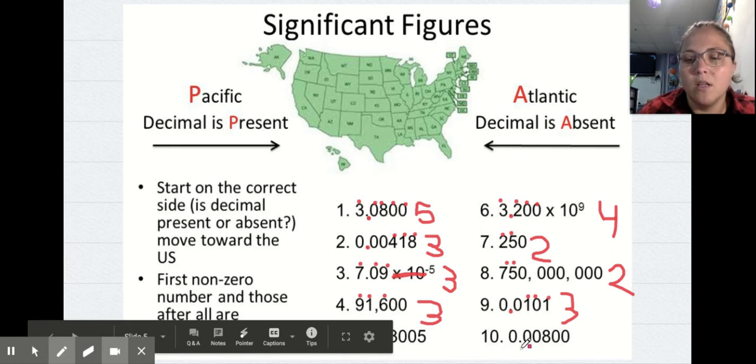Number 10, again, the decimal is present, so I'll start on this left side of the number. Got a 0, 0, 0, don't worry about those. And here is my first non-zero, so I'll count this. 1, 2, 3 significant figures.